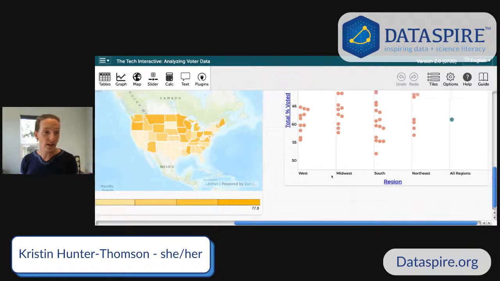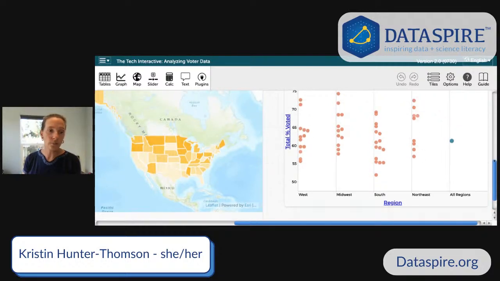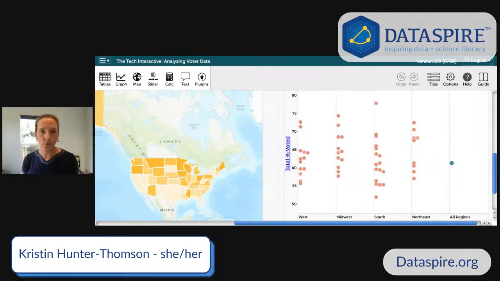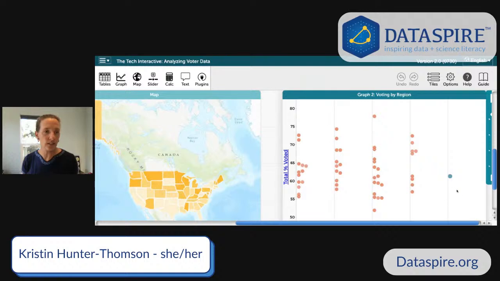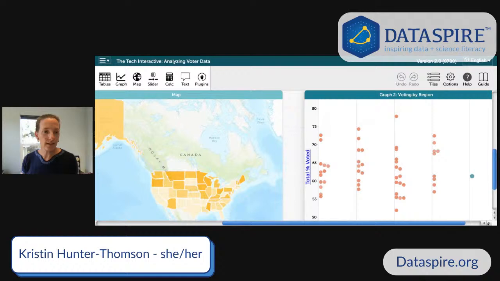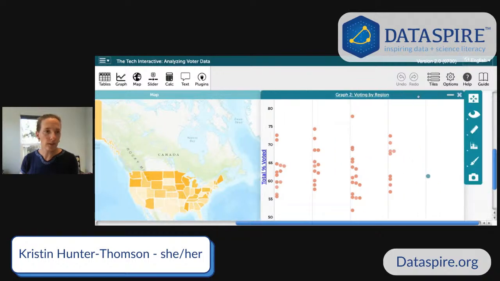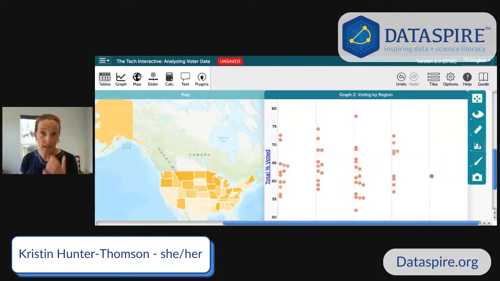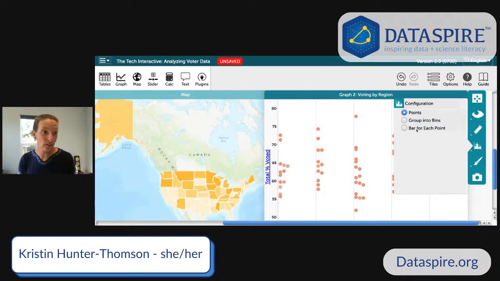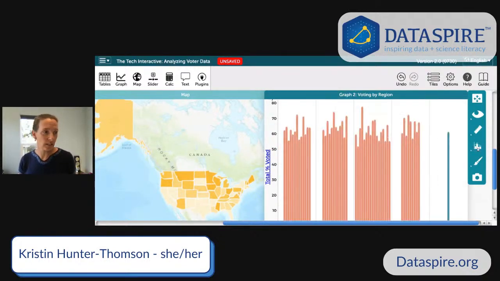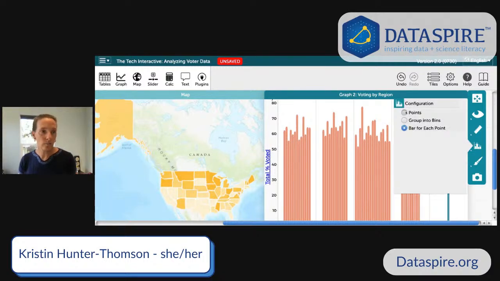They also have a visualization of the same information, but in a different representation. So here we're looking at it as a dot plot, where we're looking at our total percent voted for each region of the country. Each state is represented by a dot. And then what's really cool is that we can come over here and play in CodeApp, where we could switch it up so that each state now is a bar. We could change it back to be points.